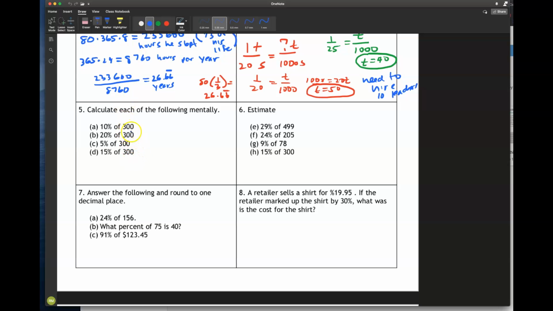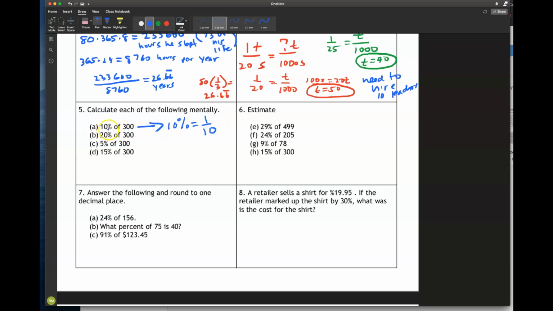Okay, I'm taking a look at these percent problems. So the first one we want to do mentally, thinking about how we would do that. And so I'm going to do the first one for us here, looking at 10% of 300. And so back to our notes, we know 10% is the same as 1 over 10. Okay, 10%, 10 out of 100 or 1 out of 10.